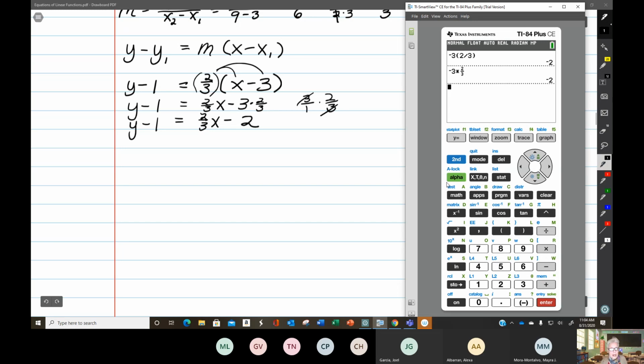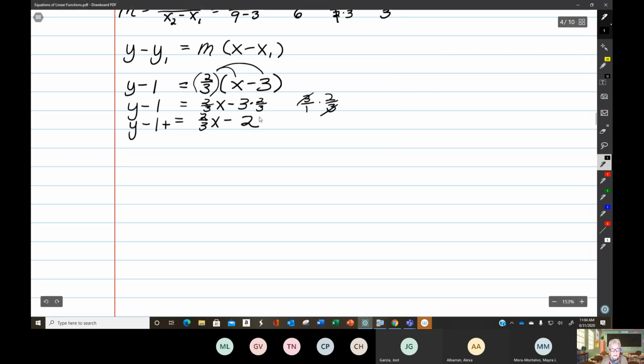Okay, now I'm almost done, right? I have to add 1 to both sides. Sometimes I add vertically underneath, sometimes I just do it this way.